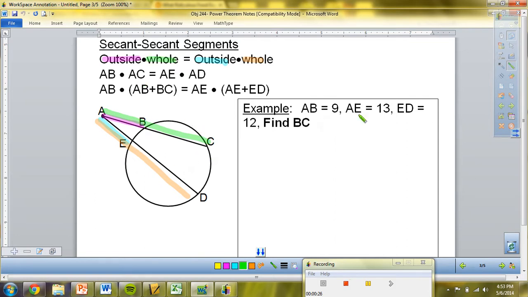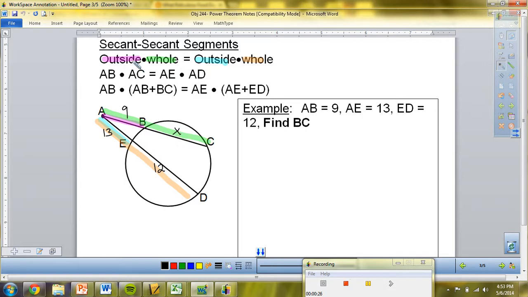So let's go ahead and set it up by drawing our values into our diagram. They tell me AB is 9, and that AE is 13, and ED is 12, and they want us to find the measure of BC, which again, I'll mark with an X. So let's set it up.